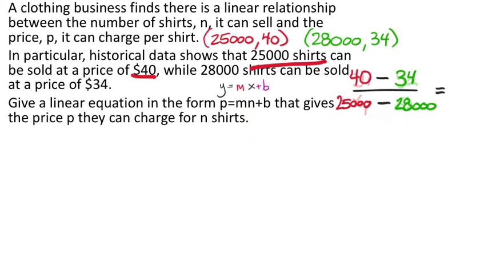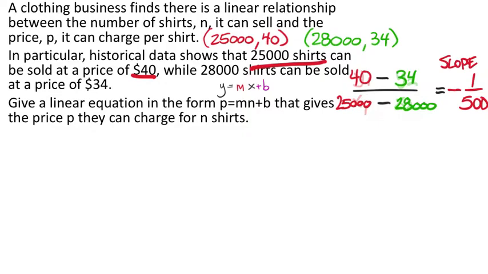Now, as fun as calculating this by hand would be, I'm going to use my calculator. So n over d, 40 minus 34, all over 25,000 minus 28,000. Enter, and it's showing me a slope that is negative 1 over 500. I'll emphasize that, negative 1 over 500, sorry. And don't make that mistake like I almost did. Make sure you double check your numbers there. But this is our slope right here.